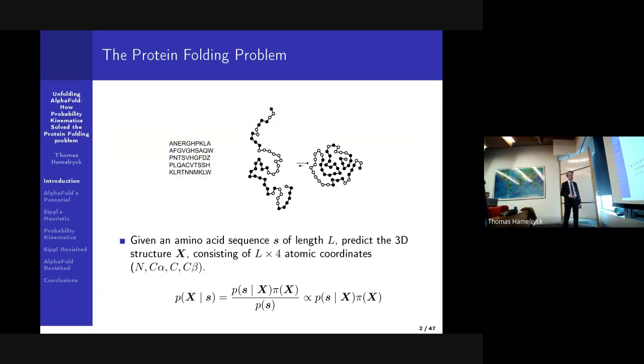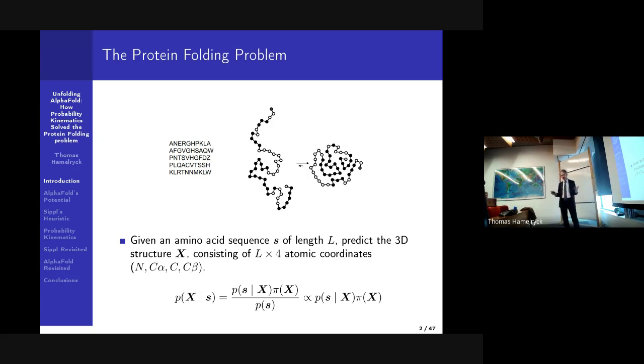So what is the problem? Given an amino acid sequence S of length L, we want to predict the three-dimensional structure of a protein. Boil it down to the essentials: we want to predict a matrix which consists of L times 4 atomic coordinates. These are 3D atomic coordinates, and these are the coordinates of the N, C alpha, C, and C beta atoms. There are more atoms involved, but if you get these right, then you can predict the rest of the positions. So that's the problem boiled down to its essentials.